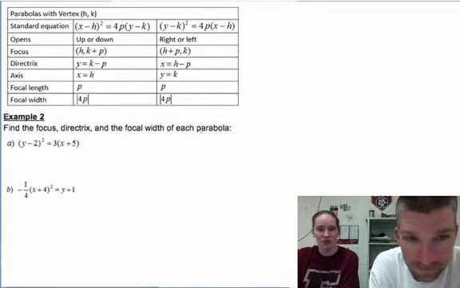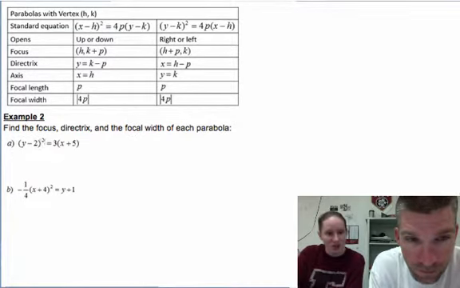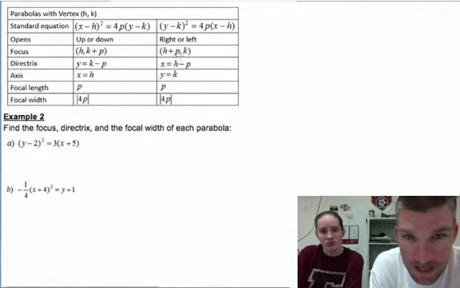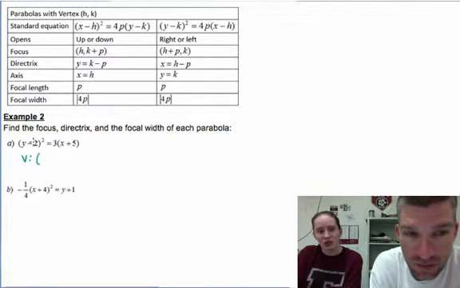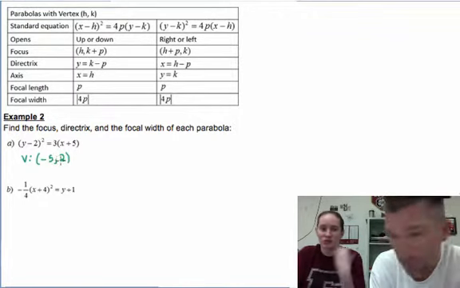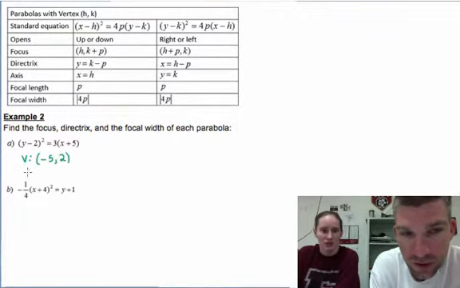So find the focus, directrix, and focal width of each parabola. This is the second column, because we're squaring the y. So the focus, well, do we need to find the vertex? We should probably find the vertex. The vertex is negative 5, 2, because the x part goes with x, and the y part goes with y. That should be familiar to what we've done. We've done this 1,000 times. If you've honestly worked your homework, that shouldn't be a problem.